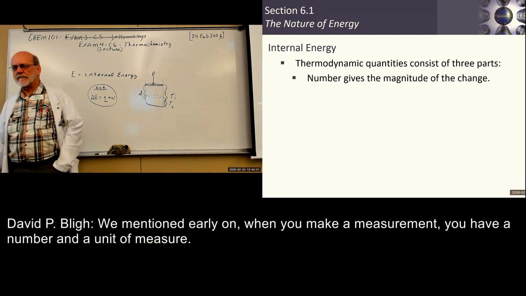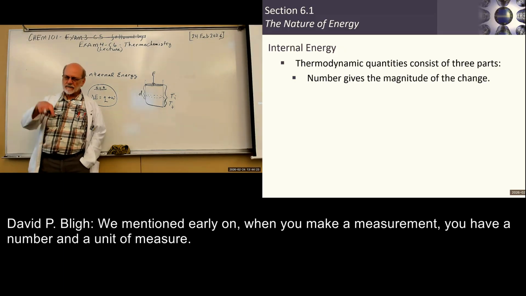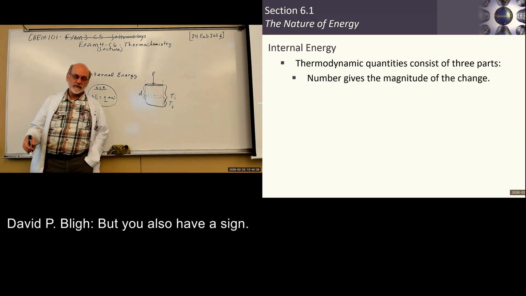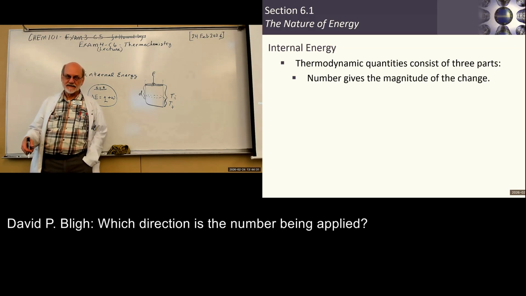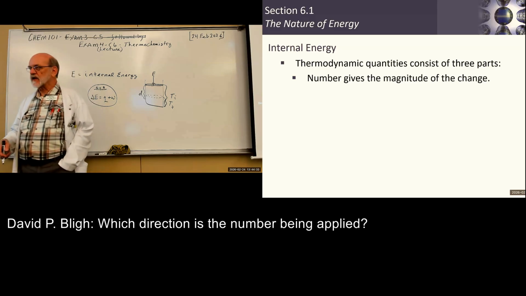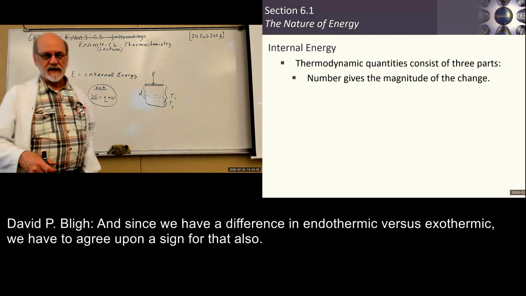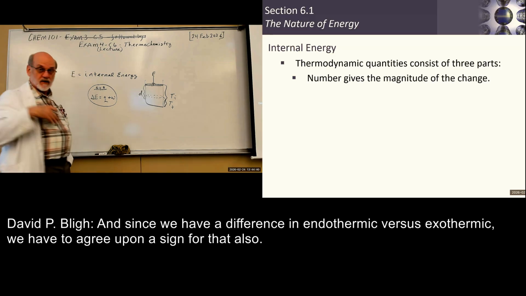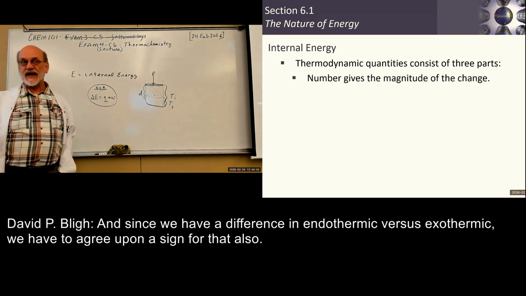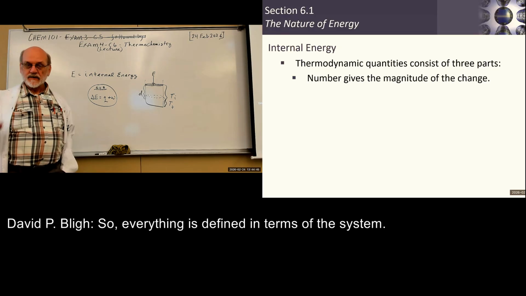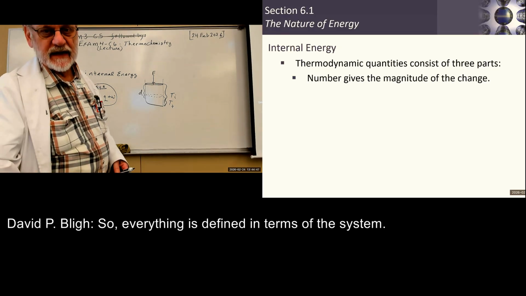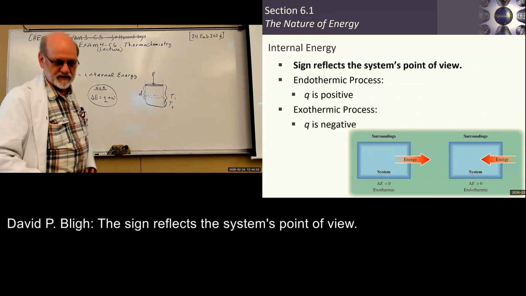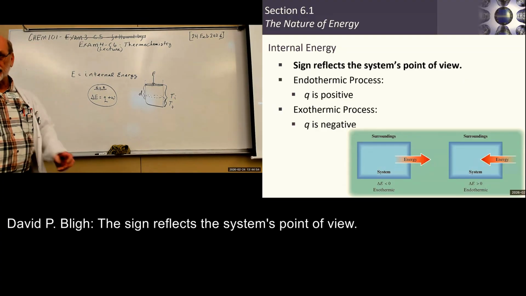We mentioned early on, when you make a measurement, you have a number and a unit of measure. But you also have a sign. Which direction is the number being applied? And since we have a difference in endothermic versus exothermic, we have to agree upon a sign for that also. So everything is defined in terms of the system. The sign reflects the system's point of view.